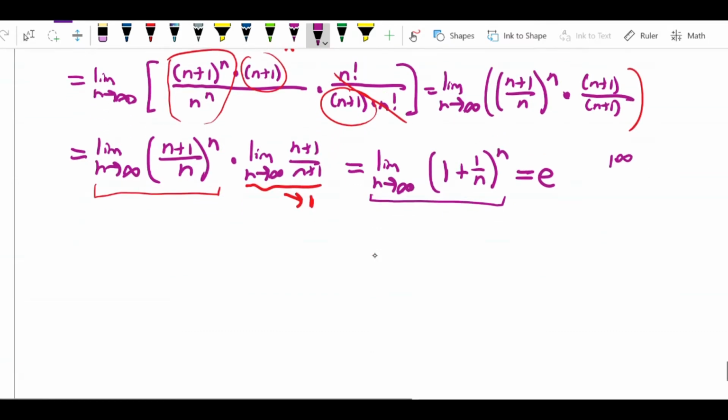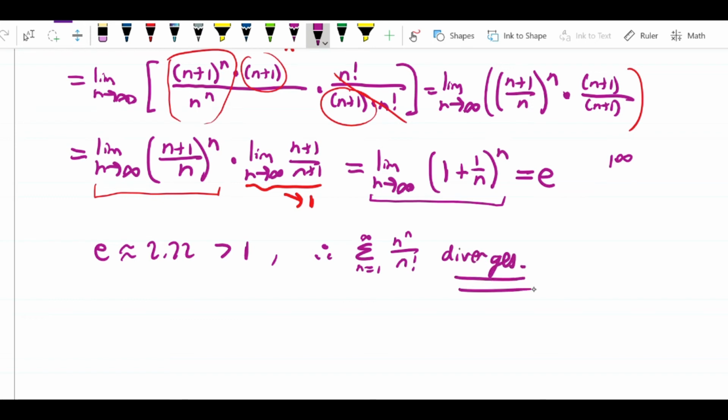So since e is approximately equal to 2.72, which is clearly greater than 1, we can conclude that the series diverges. And that's the answer.